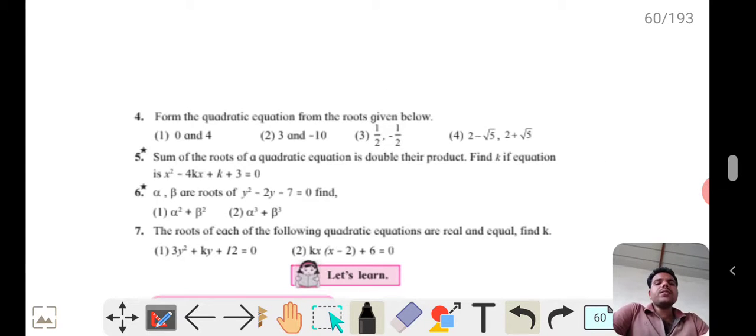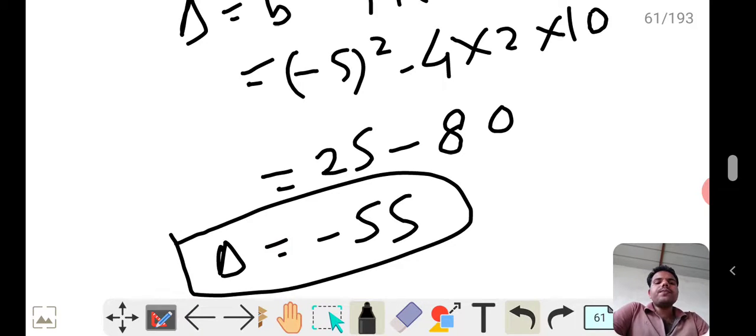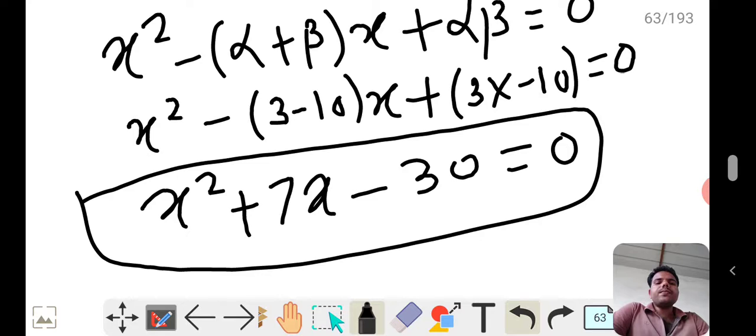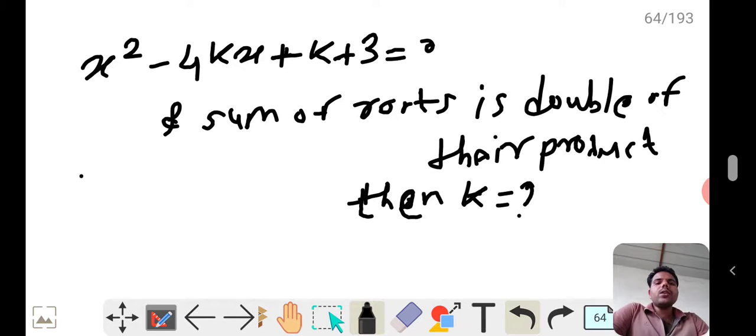The next example is: the sum of the roots of a quadratic equation is double their product. Find k if the equation is x square minus 4kx plus k plus 3 is equal to 0. Here we have x square minus 4kx plus k plus 3 is equal to 0, and the sum of the roots is double their product, then k is equal to what?